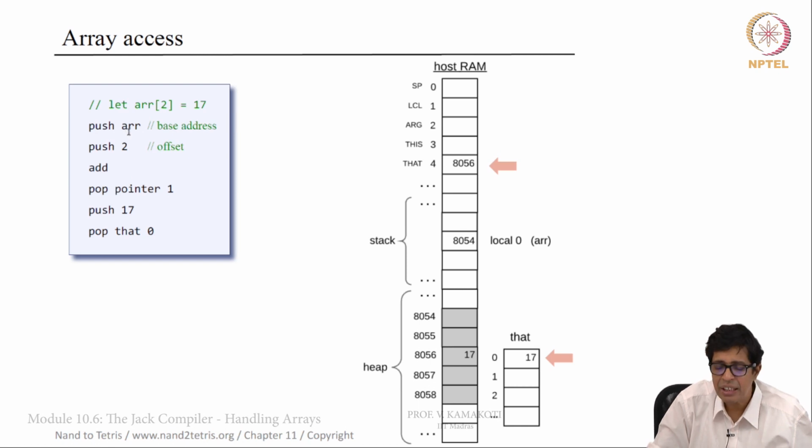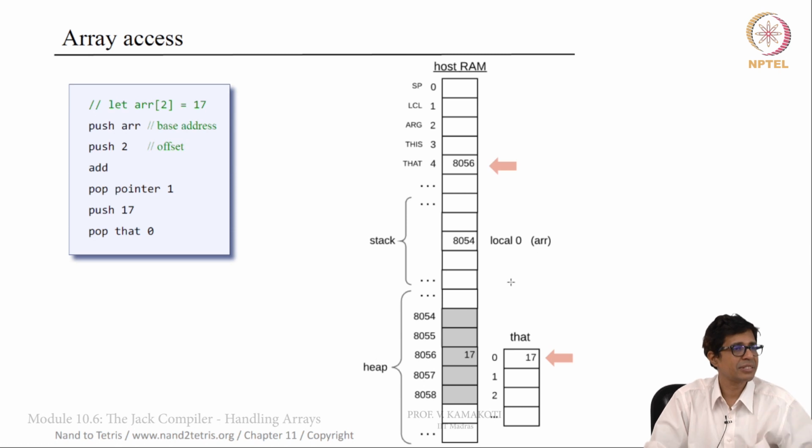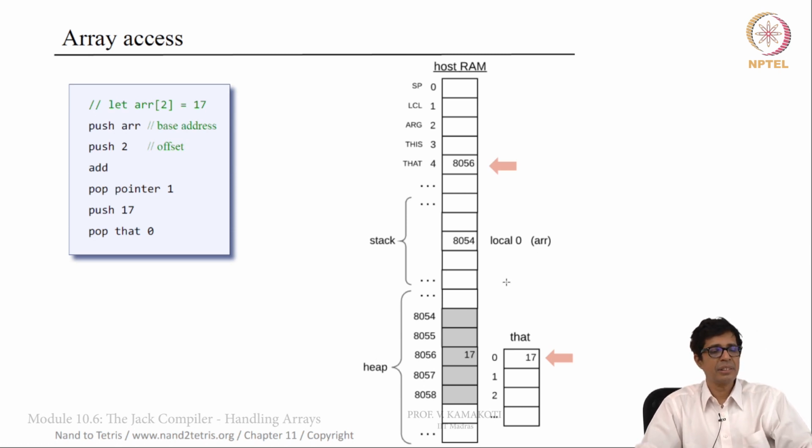So when I say push ARR, what will go into the stack? Let us say ARR starts at 8054. If I say push ARR, 8054 goes into the stack. Then I push 2, so 2 goes into the stack. Now I add, and I get 8056 on top of the stack. I pop that to pointer 1, so 8056 goes to that. Now I push 17 and pop that 0, so 8056 basically gets 17. Right, so this is how I use the that segment to manipulate arrays.